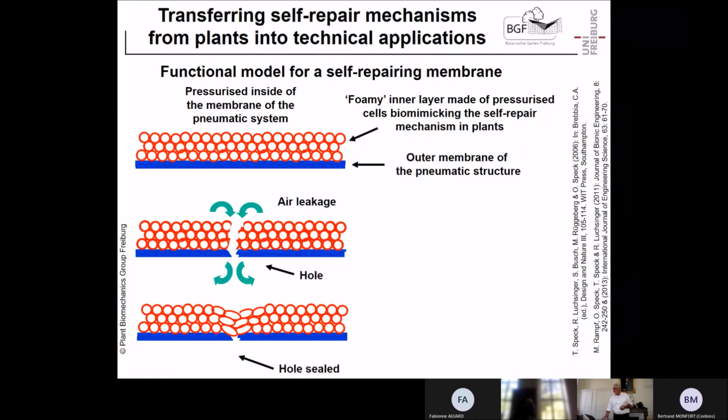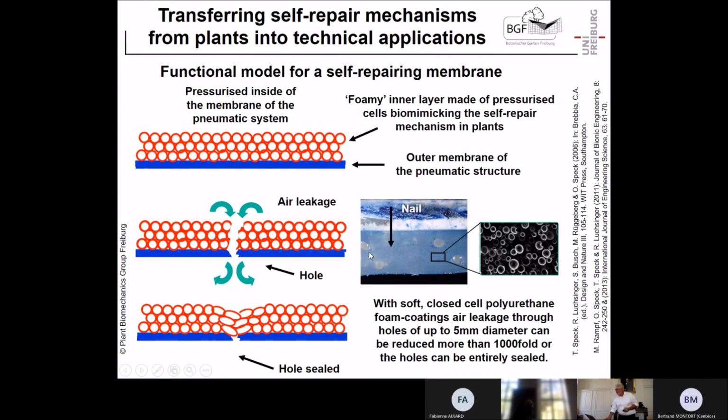What did we do? This is a functional model. Here is the membrane of the tensegrity structure at the outside, and here we put closed-cell foam on it. We cured it under slight overpressure, and we used polyurethane foam for our testing. And the idea is that by curing under slight overpressure, the entire system is under slight pre-strain, and the cells themselves are also pre-strained with the overpressure during curing. And if a puncture hole comes in, the idea is air leaks out, but due to the pre-strain of the entire system and in the cells, they swell and seal the fissure.